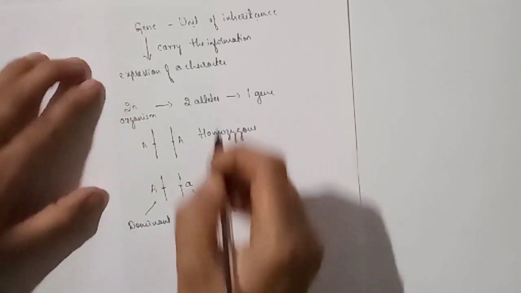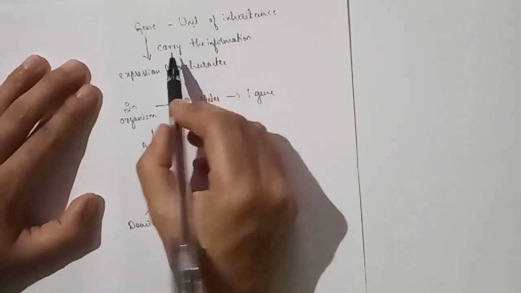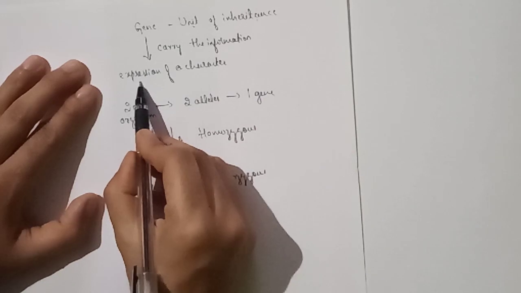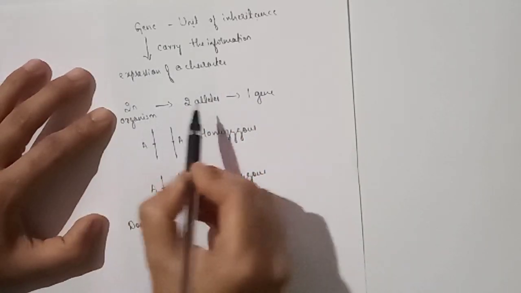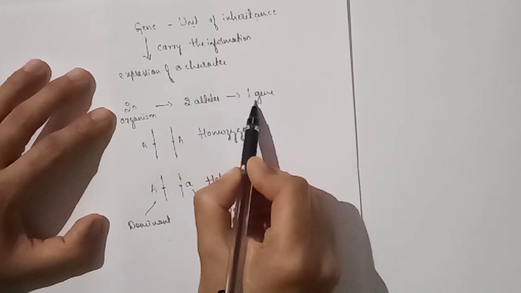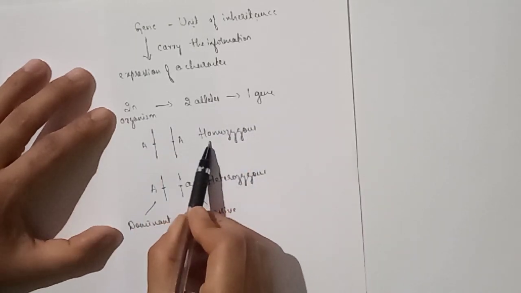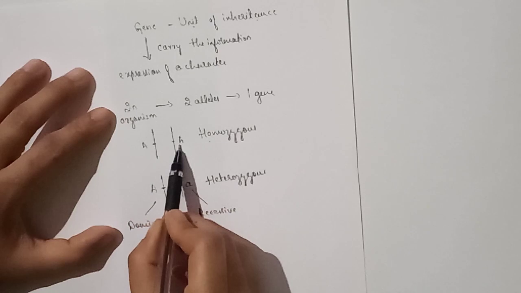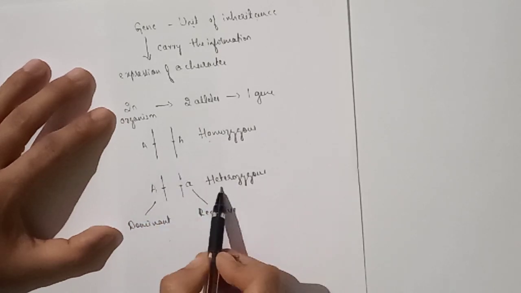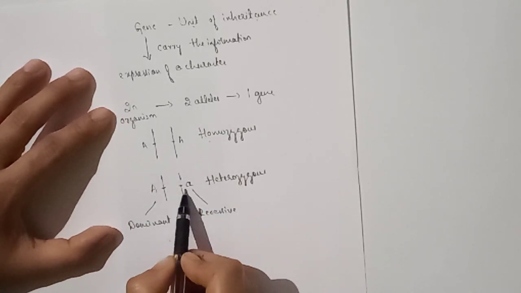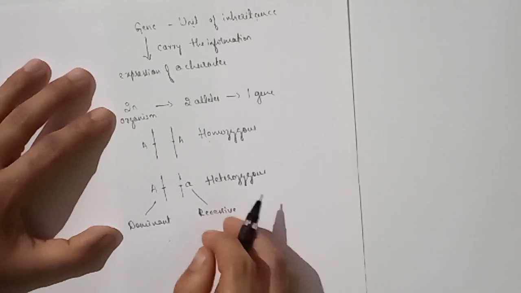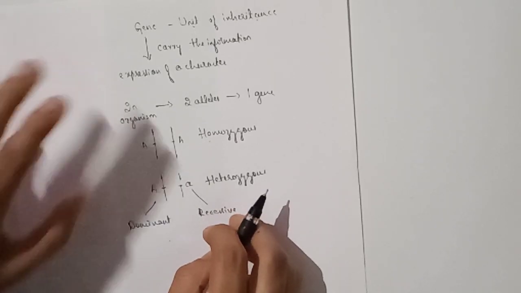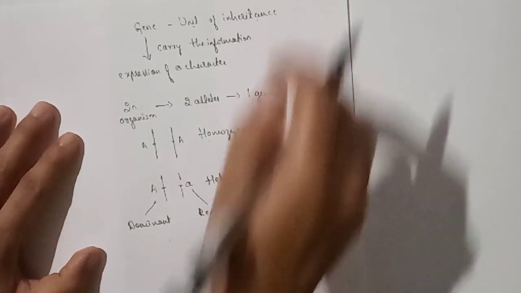Okay, gene is the unit of inheritance which carries the information for expression of a character. In a diploid organism, there are two alleles for a gene. In homozygous condition, identical alleles for a gene. In heterozygous condition, non-identical alleles for a gene in which one is dominant, another one is recessive. Is this clear for you?